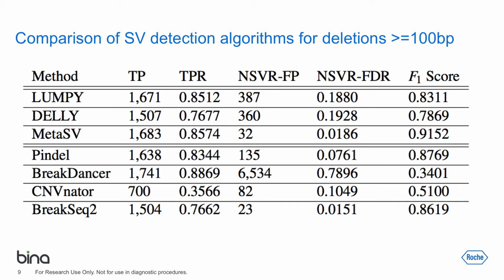Finally, we use our gold set to compare some popular structural variant detection algorithms. All algorithms perform favorably in terms of true positive rate, detecting many of the SVs in the gold set. However, BreakSeq2 and MetaSV stand out as having quite low false discovery rate.